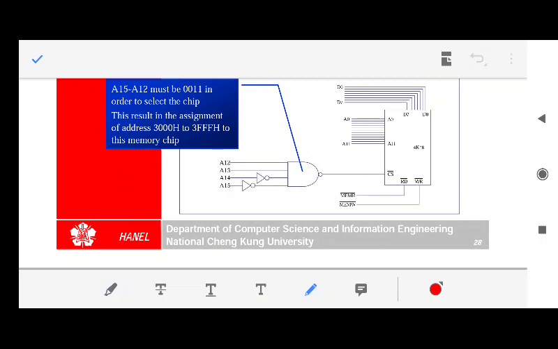Now let's see this example in more detail, because this is important. This is our first example of connecting. So the size of the memory is 4 kilo multiplied by 8. What is 4 kilo multiplied by 8?